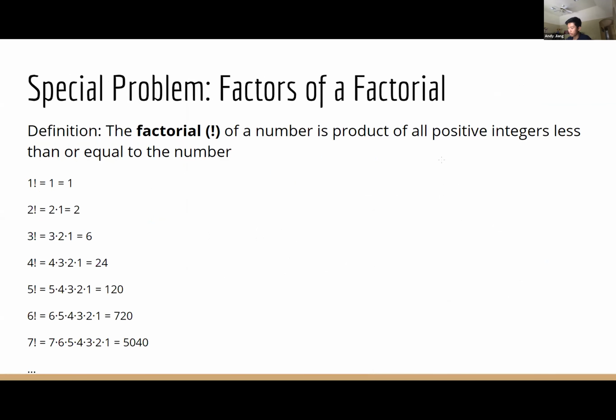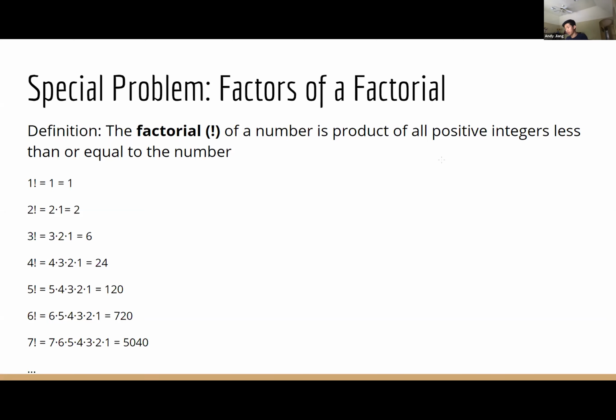Awesome. So there's a special problem that I've seen a bunch, and I think it's pretty interesting to talk about. Here we're trying to find the number of factors, or actually factorize a factorial. So I'll start off with the definition of factorial in case you haven't seen it. A factorial, which is represented as an exclamation mark after a number, is the product of all positive integers less than or equal to that number.